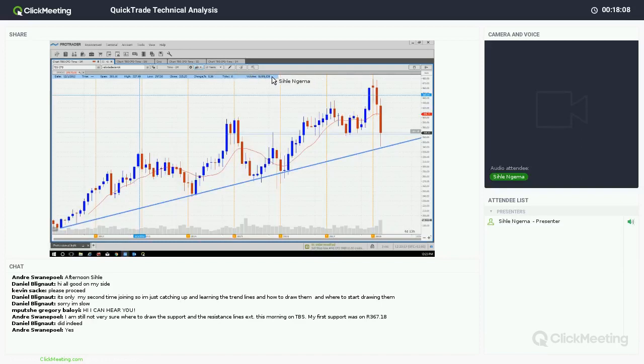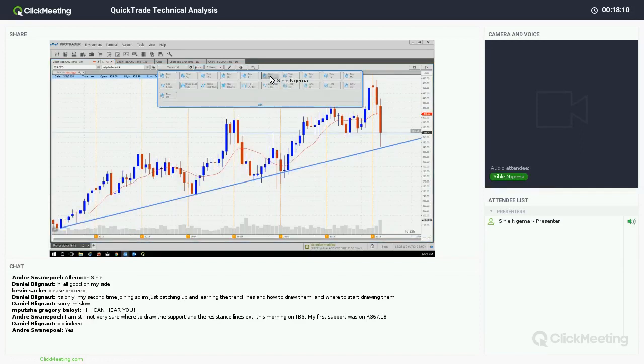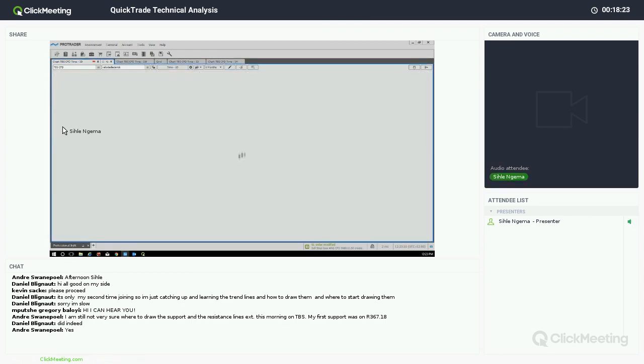Let's check how the daily looks. We now know that our support is around 366 in terms of the horizontal line, and 340, 341 in terms of the trend line.